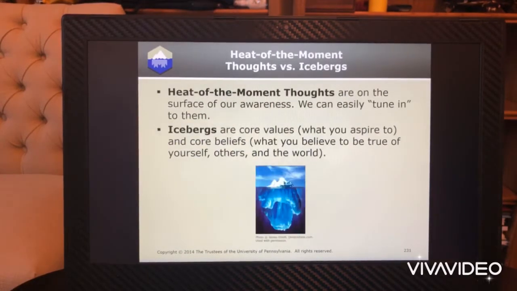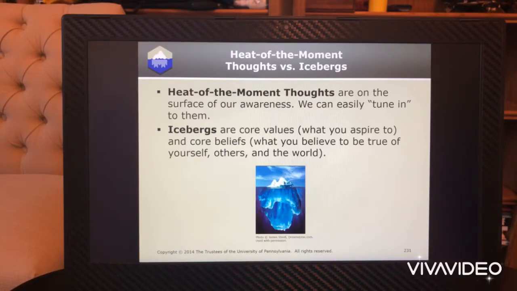So to understand this skill, we need to talk about the difference between heat of the moment thoughts and icebergs. As far as heat of the moment thoughts go, they're on the surface and they're always in your awareness, and we can easily tune into them. They also come and go. So if a situation happens, the very first thing that pops into your mind would be what your heat of the moment thought is.